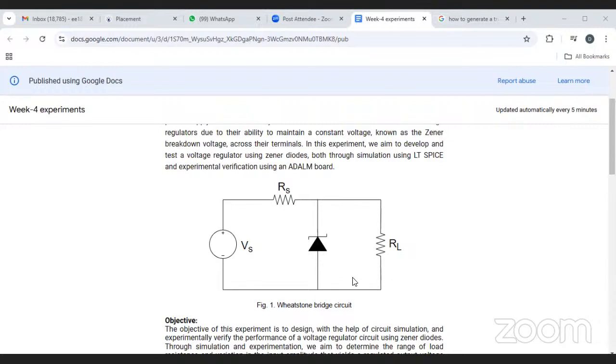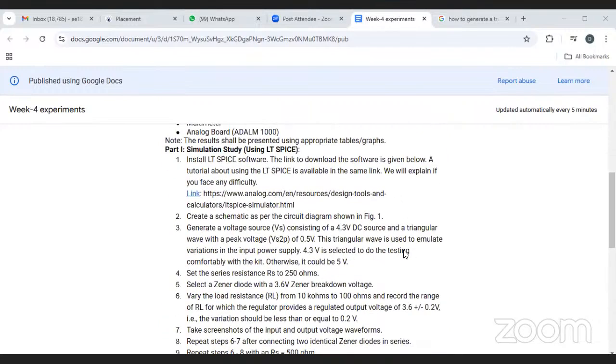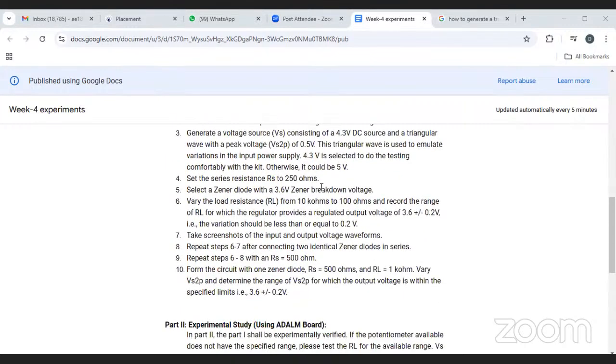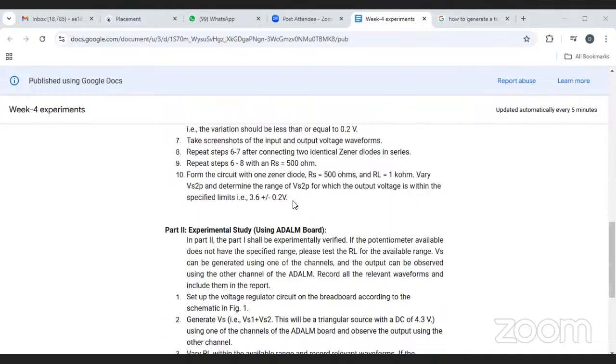So in this experiment, we are varying RL and seeing what are the maximum and the minimum limits to which we can keep our RL values, so that we get a regulated voltage across the load resistance. That is the main aim of our experiment. So we will vary RL, keeping RS as 250 ohms constant.